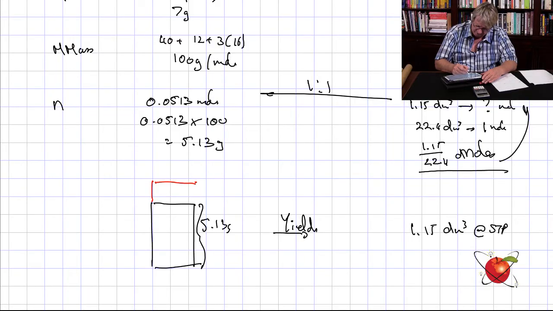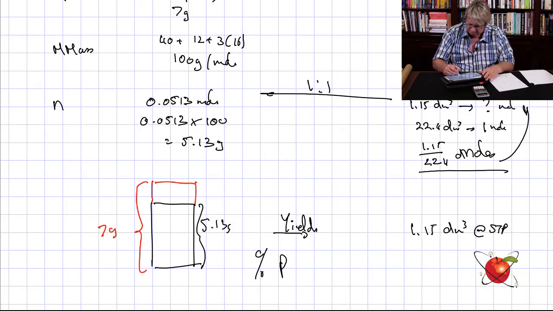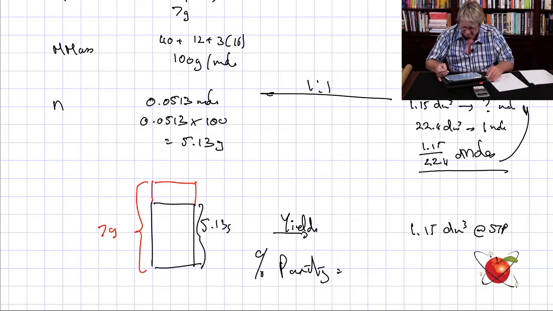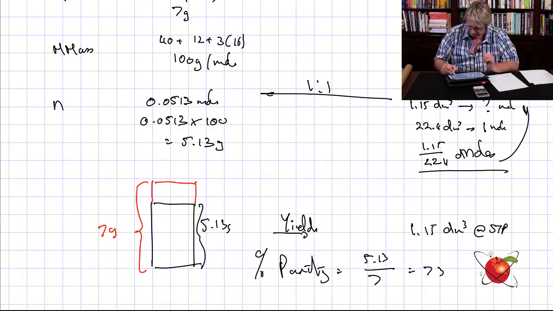But hang on, we had 7 grams of this material. What does that say to us? It says quite obviously then that you only needed 5.13, so there was only 5.13 grams inside that. So therefore, the percentage purity is going to be equal to 5.13 divided by 7, and as a percentage, that's going to be equal to 73.3.